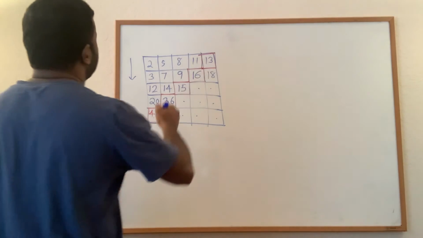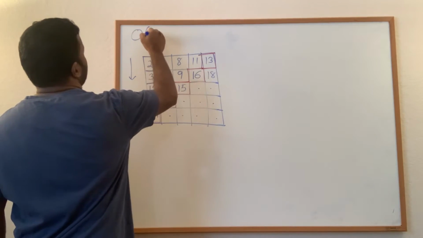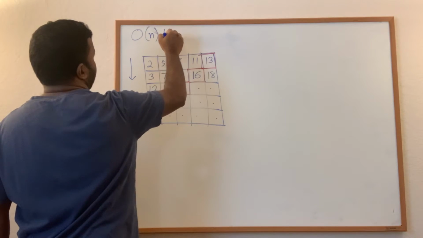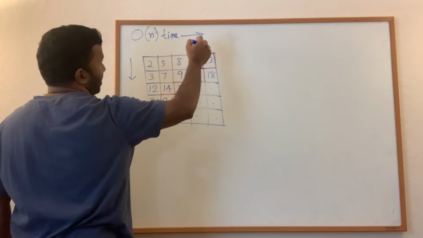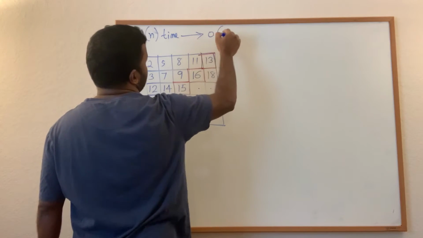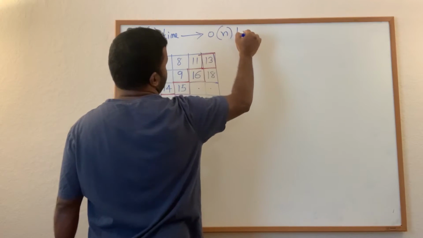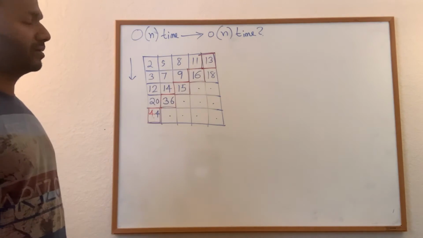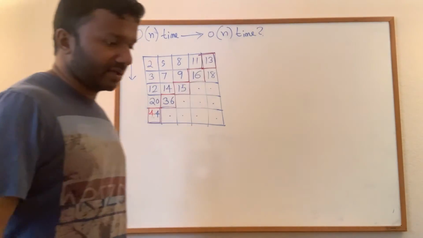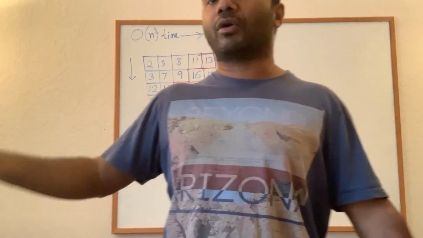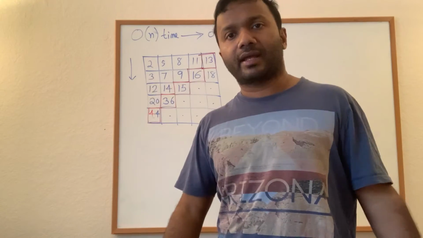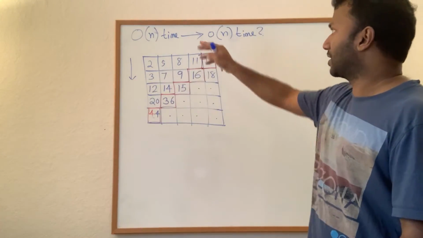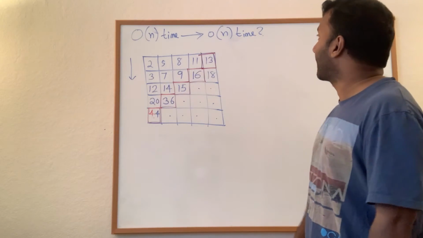Okay, so let's continue. We already saw that the problem can be solved in O of n time, and now we are interested to see if this can be done in small o of n time. That is any improvement over n: log n, square root of n, n over log n, n raised to 0.99, etc. Anything better than O of n.